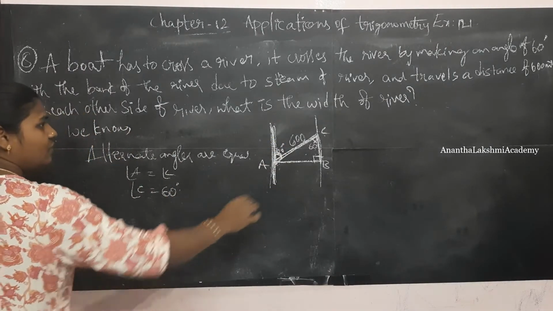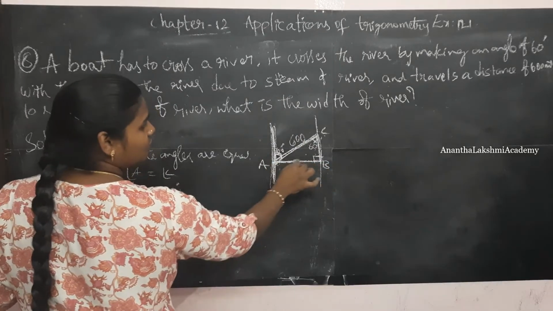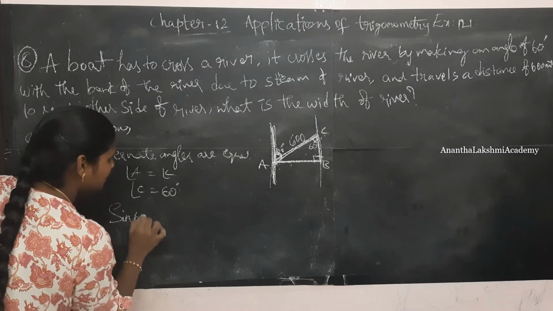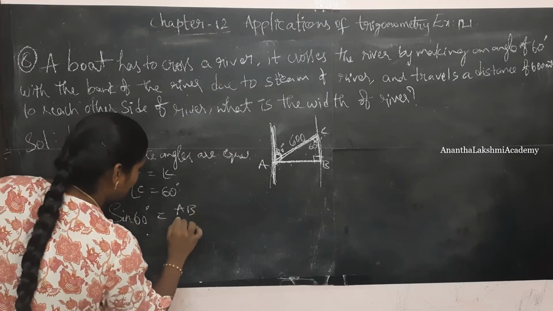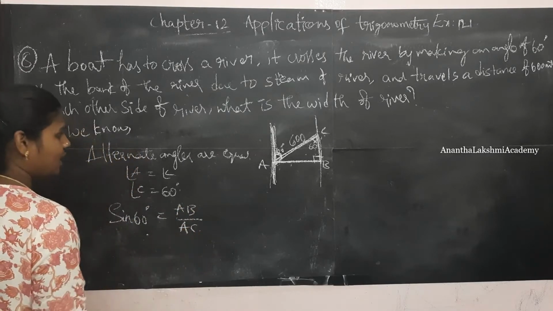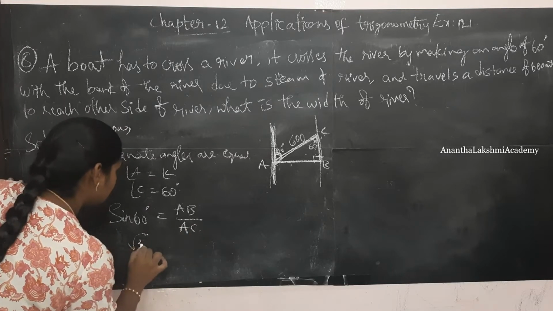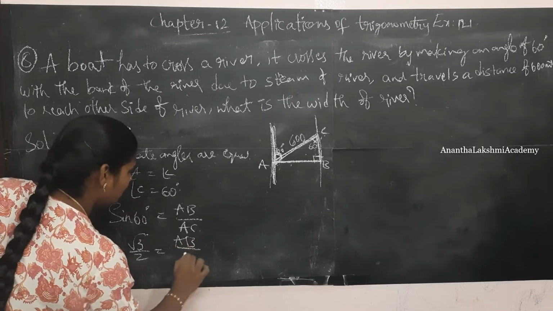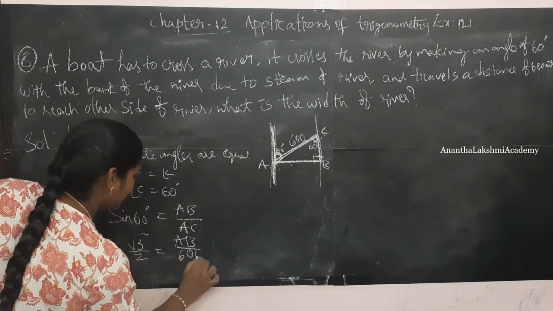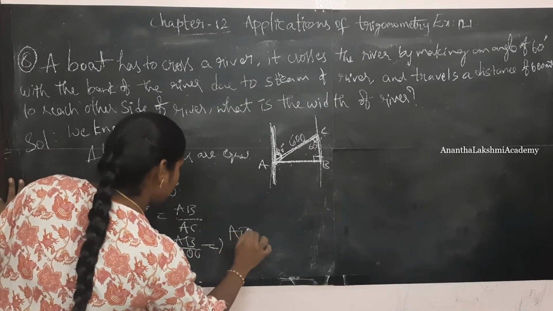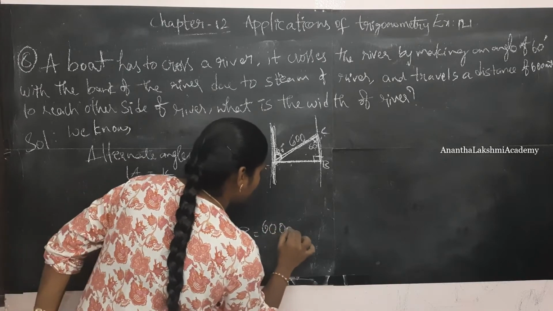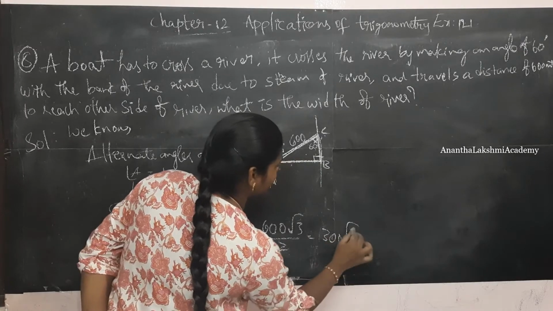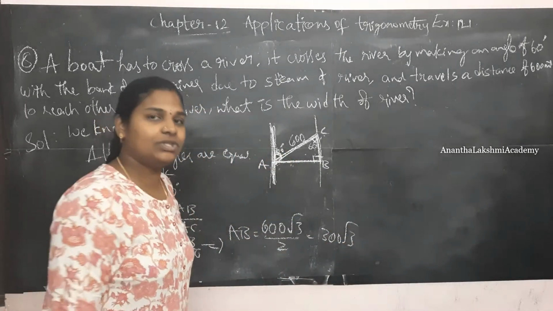Okay, now from here, in order to figure out the width of the river AB, I am going to apply sine 60, which is opposite by hypotenuse. Okay, sine 60 is root 3 by 2, and AB is something which we need to figure out. AC is 600. So AB is equal to 600 root 3 by 2, which is nothing but 300 root 3. So this is the width of the river.